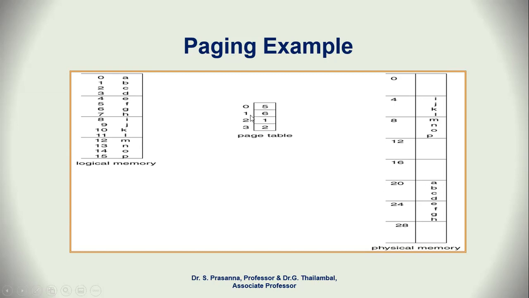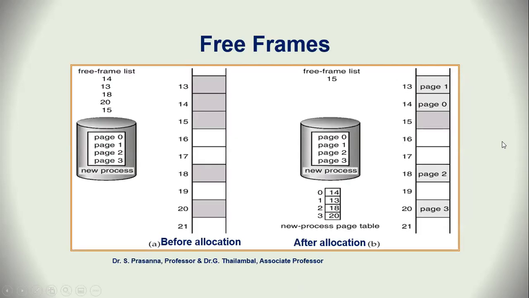And when you go for the second one, it is stored in the sixth frame. So you have to check the 0th frame, 4 is the first frame, 8 is the second frame, 12 is the third frame, 16 is the fourth frame, 20 is the fifth frame, and the sixth frame contains the group of pages in page 1. So what is page 1? EFGH. You can find in the sixth frame, the EFGH is stored here. Likewise, you can find the corresponding frames of the pages in the page tables.